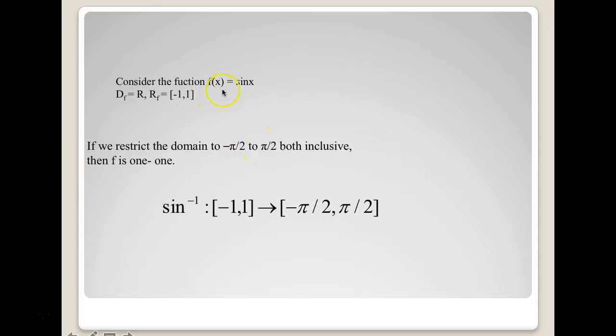We start with the function sin x. The domain of sin x is R and the range is the closed interval -1 to 1. If we restrict the domain to -π/2 to π/2, both inclusive, then f, the function sin x, is 1 to 1. So the domain of sin inverse is the range of sin, that is -1 to 1, and the range of sin inverse will be the closed interval -π/2 to π/2.